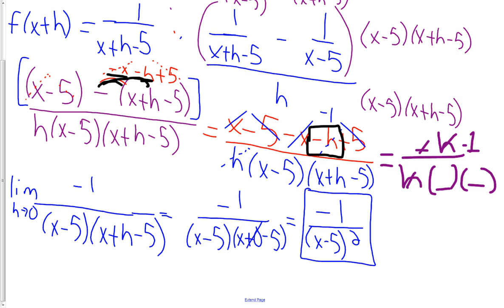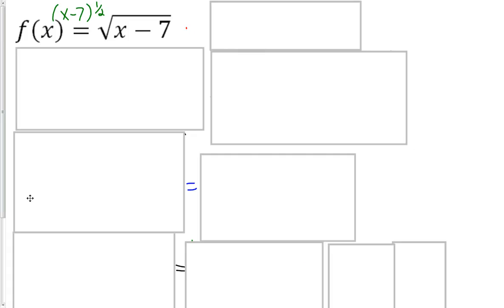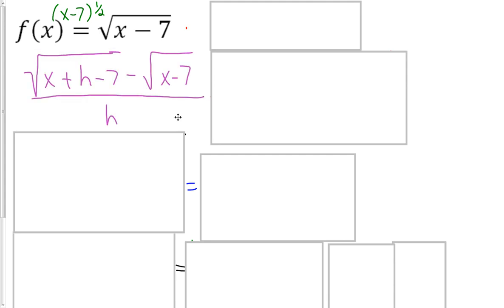Moving on, we've got one more example. Lastly, we've dealt with fractions. We've dealt with quite a few exponents. Now, another exponent would be the square root: x minus 7 to the half, or square root of x minus 7. So plugging it in, we have square root of x plus h minus 7 minus square root of x minus 7 all over h. Now, right away when you look at this, this looks like a rationalize-the-numerator problem again, and that's what we're going to need to do.